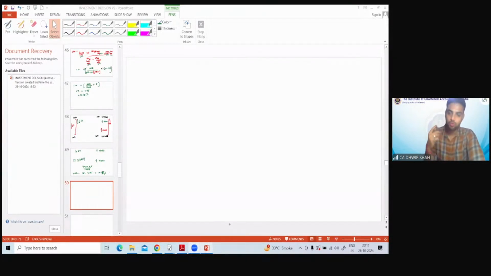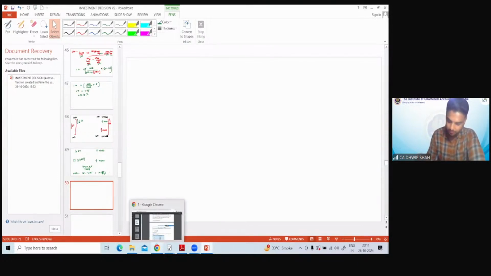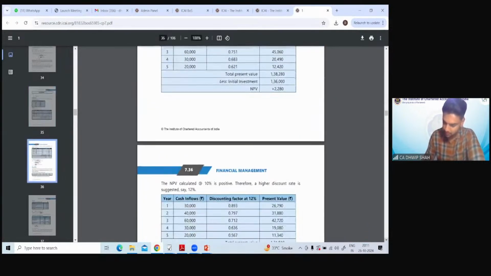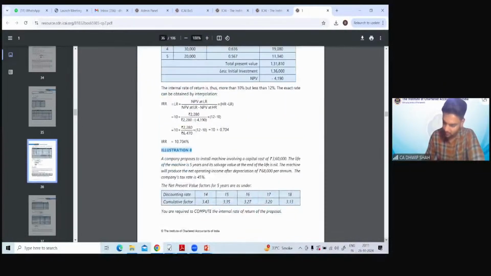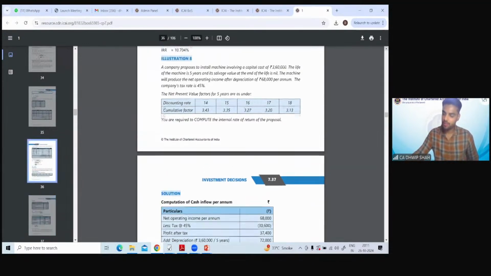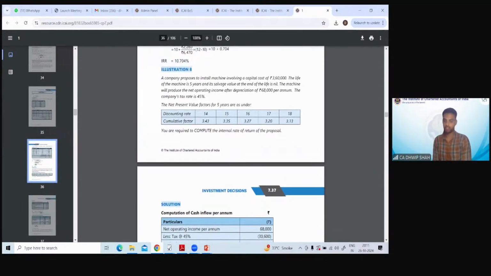Correct? So this is how you calculate using different techniques, and you interpret and make decisions with the help of such calculations. Let's solve illustration 8. Let's try to solve that.